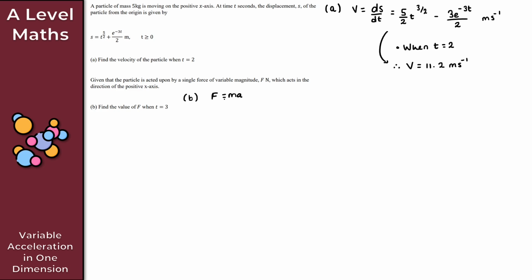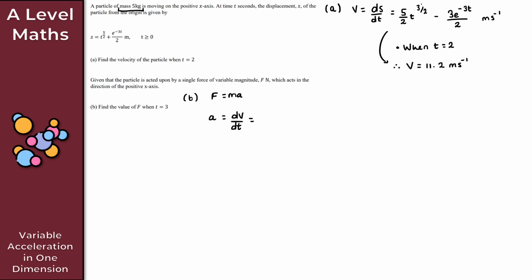Now, we already know the mass of the particle, that's what we were given at the beginning of the question. The particle has a mass of 5 kilograms. What we can now find is the acceleration, again just by using calculus. Don't forget, if we have the velocity, then the acceleration a is equal to dv by dt. So what we need to do now is differentiate this result with respect to t.